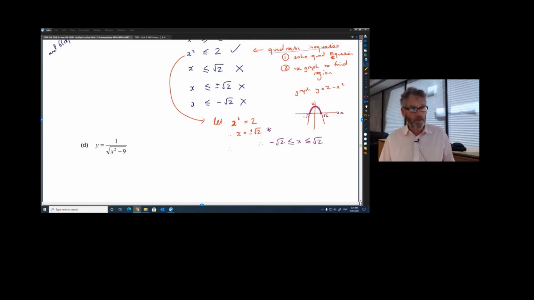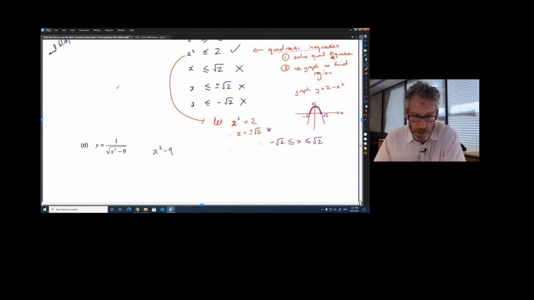Okay, so we're going on number D. Number D here. Pardon me. So again, we've got a square root involved. So we know that we can only do 0 or bigger. But in this case here, we don't include the 0, because if I had, say, x equals 3 would give me x squared take 9 equal to 0, and I can't have 1 on 0.